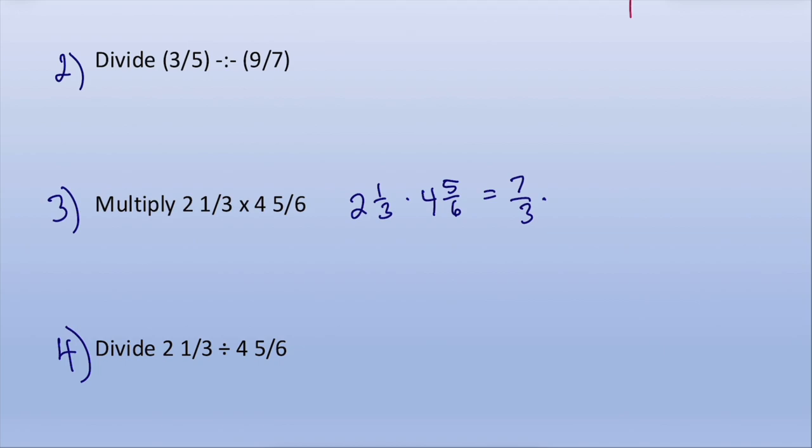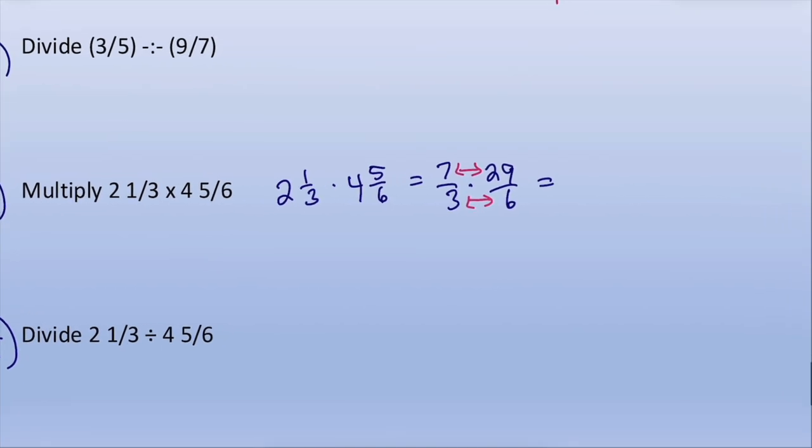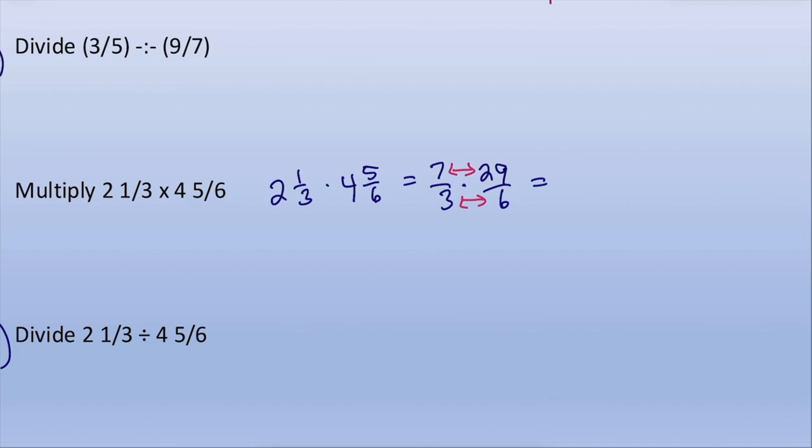We're going to do the same thing here. 6 times 4 is 24. Plus 5 is 29. There's nothing on the top or bottom that has a common factor. We're just going to go ahead and multiply tops with tops and bottoms with bottoms. 7 times 29 is 203. 3 times 6 is 18. There is no factor in 18 that's also in 203, so it's done.